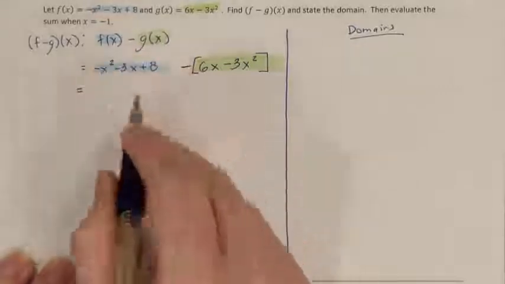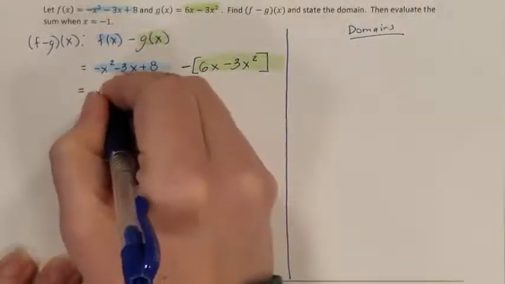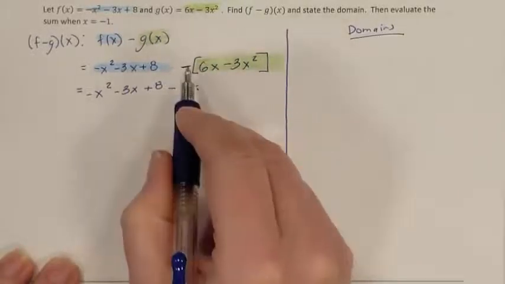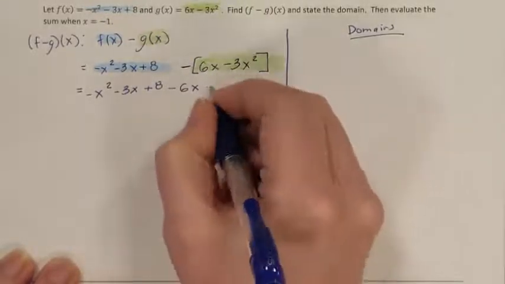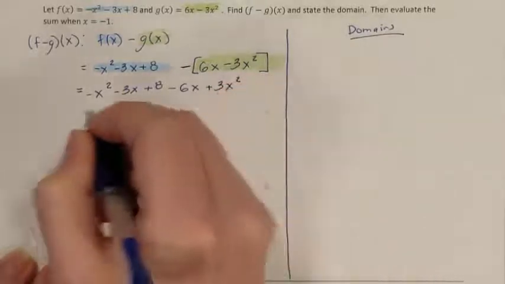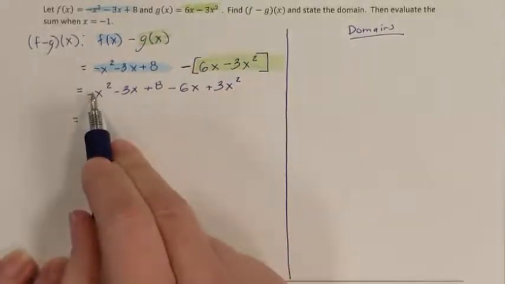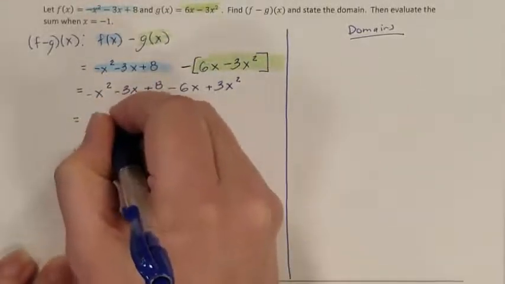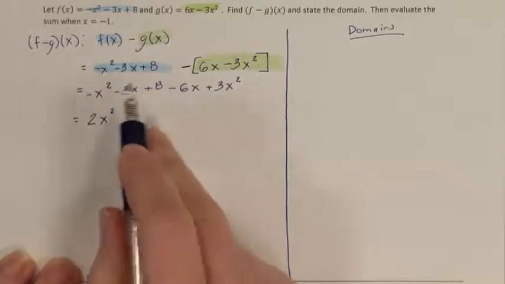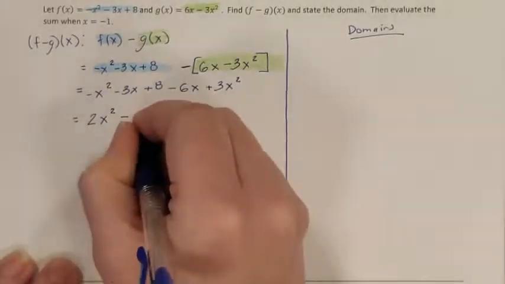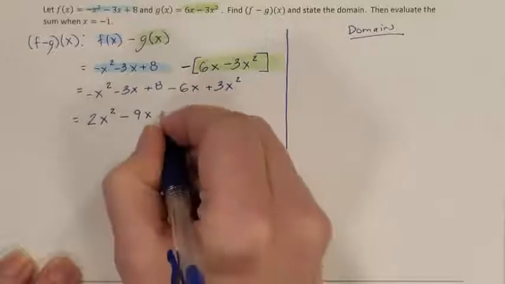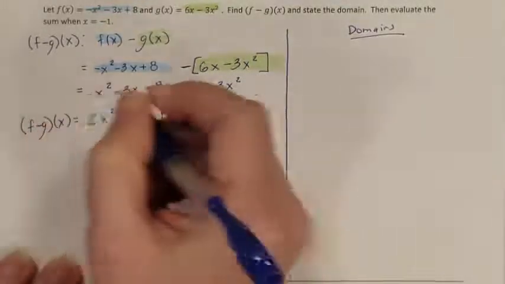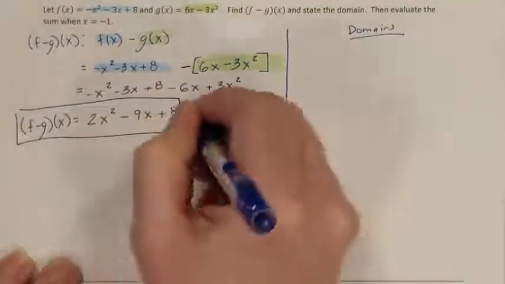So what do I actually have? I had this original blue, and now I'm subtracting the 6x, and I'm subtracting a negative 3x squared, which means I'm adding a 3x squared. So now I'm going to go ahead and combine like terms. X squareds can only go with x squareds, so a negative 1 plus 3 gives me a 2x squared. X's can only go with x's. Negative 3 minus 6 is a negative 9, and constants can only go with constants. That's a plus 8. So my f minus g of x rule is this right here.